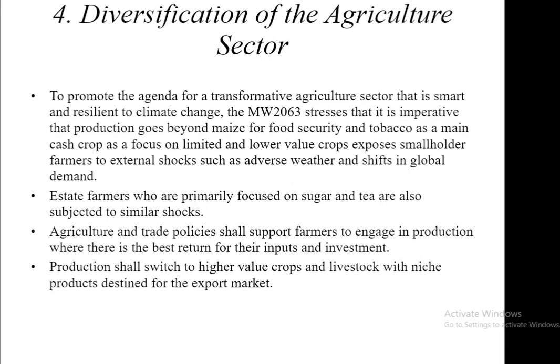To promote the agenda for a transformative agrarian sector that is smart and resilient to climate change, the Malawi 2063 stresses that it is imperative that production goes beyond maize for food security and tobacco as a main cash crop, as a focus on limited and lower value crops exposes smallholder farmers to external shocks such as adverse weather and shifts in global demand. Estate farmers who are primarily focused on sugar and tea are also subjected to similar shocks.